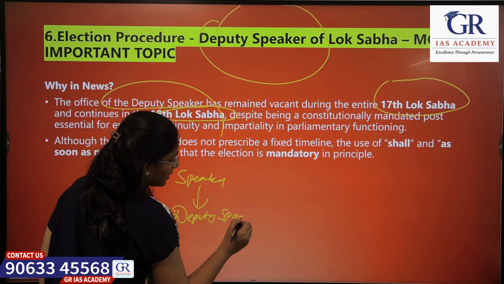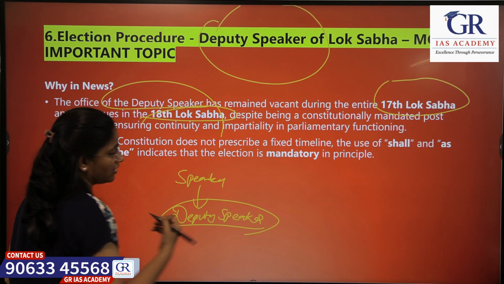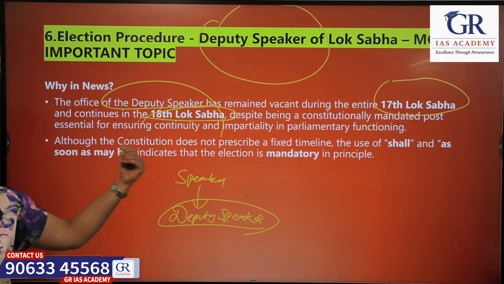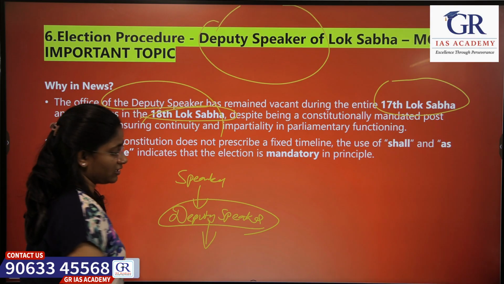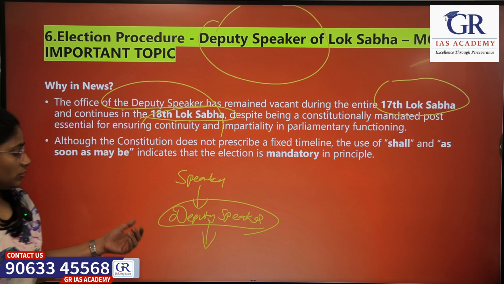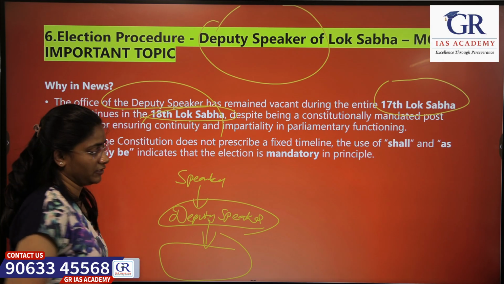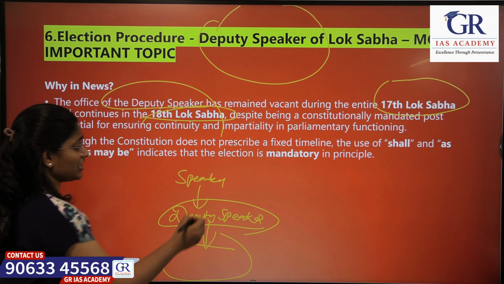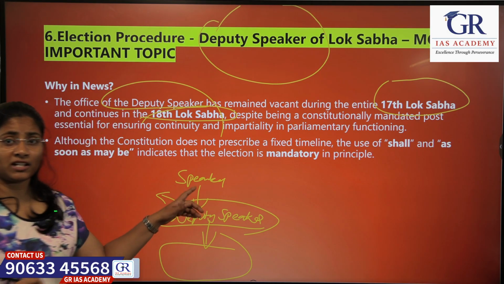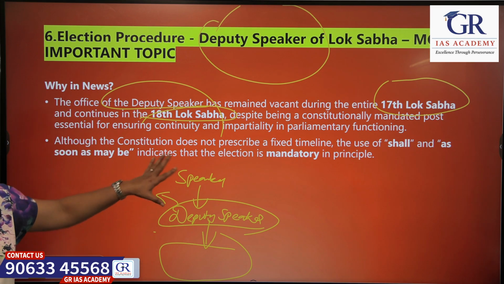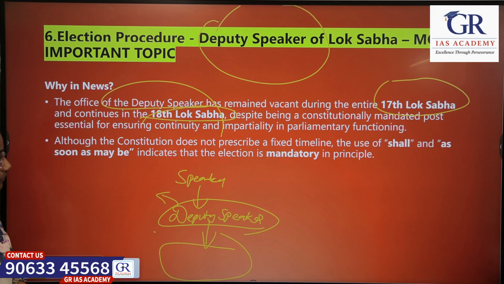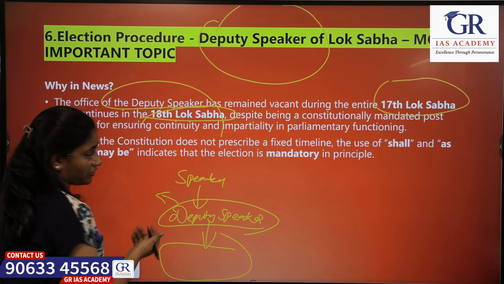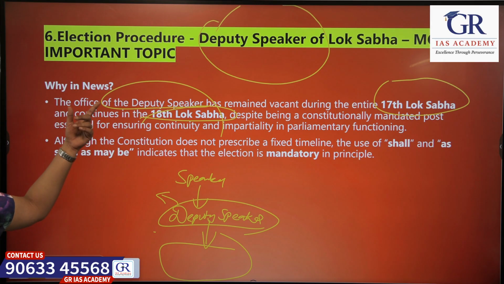So if the Deputy Speaker office is vacant, who will replace the Speaker in case of his absence? Then another person has to replace. Initially the first person to replace the Speaker is the Deputy Speaker. So having this position vacant is not good, right? That is why we are going to study the Deputy Speaker election procedure.